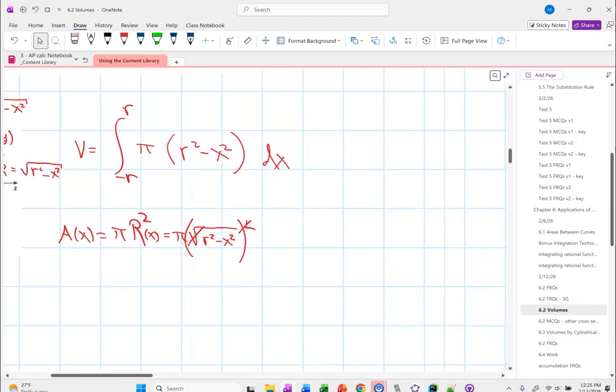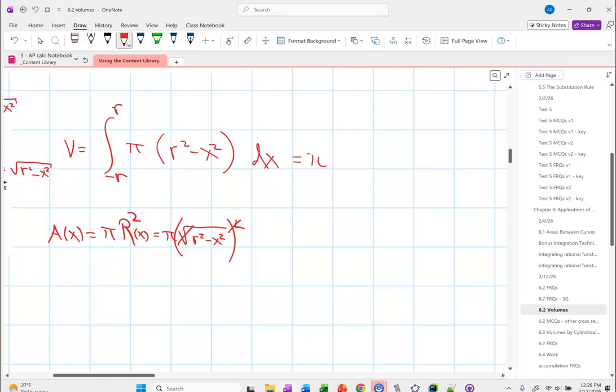Okay. I'm going to now do the antiderivative here. I'll pull the pi out front. What's the antiderivative of r squared with respect to x? R to the third over 3. No. That would be if you were integrating with respect to r. Oh. Is r a variable here? No. R is a constant. So what is the antiderivative of r squared going to be? R squared x.